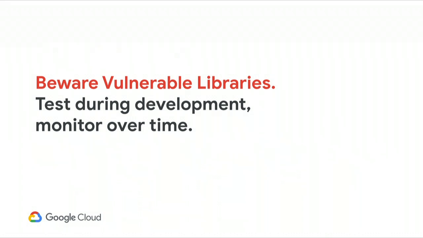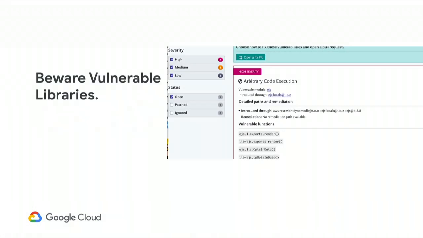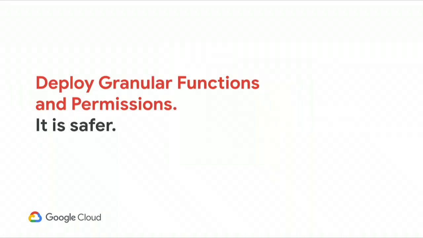So first off, beware of vulnerable libraries. Test during development and monitor over time. This is exactly the kind of problem that I just took advantage of when I broke Jacques' to-do list, right? And here's a little snippet of the Snyk website, and you can see that it'll list out the vulnerabilities and give you a little report about them. And so then you know. And it also will tell you what remediation can be taken. Right? So this is a very important thing to be aware of.